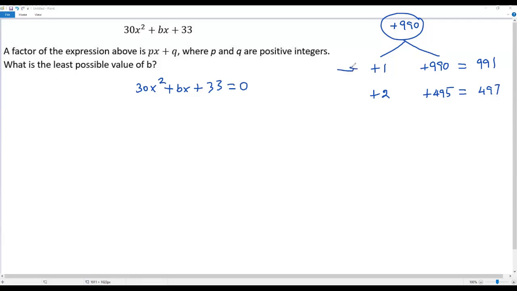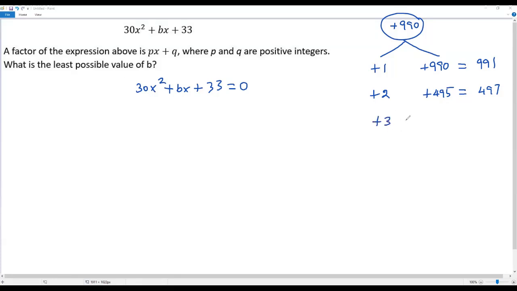So when I try the first pair of factors, positive 990, I'm getting the value of b as 991. For the other pair of factors, the value of b is decreased from 991 to 497. Anyways, we have to keep trying the possible pairs of factors until we get the least possible value of b. So now we can try positive 3.